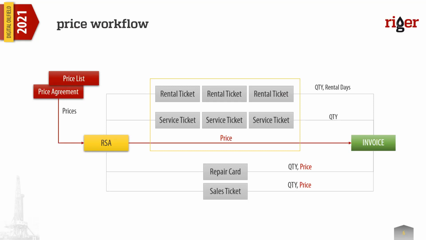So the next stage, and we can see that in the middle on that slide, is the number of tickets that you may generate for every single job. That can be a multiple-ticket job with service tickets, rental tickets, sometimes disposal tickets. You also may have repair cards or a sales ticket if you sell equipment to the customer inside of this job. And in the tickets and repair cards, we track the quantity of items or quantity of services that we provide to the customer.